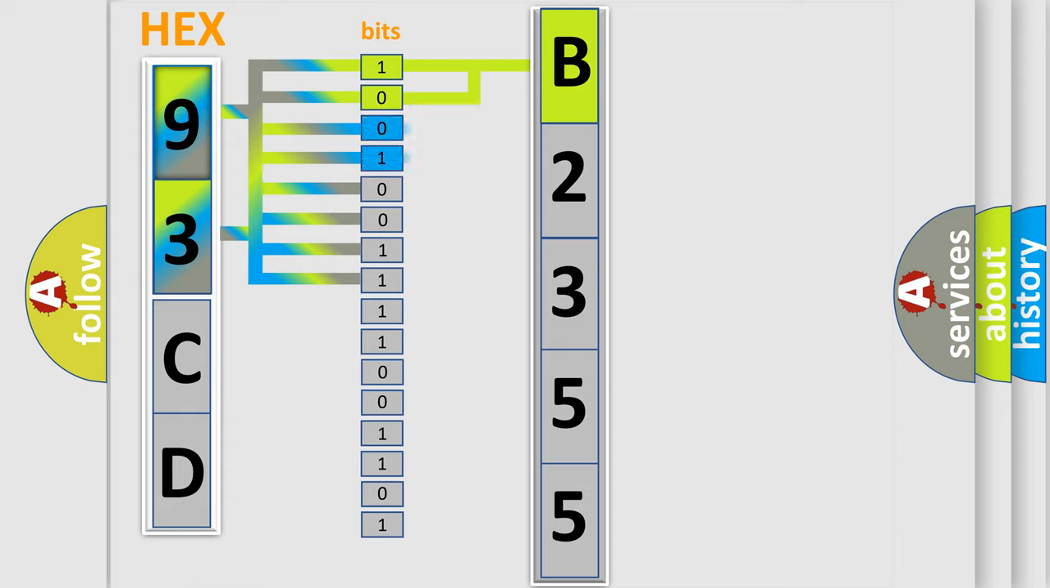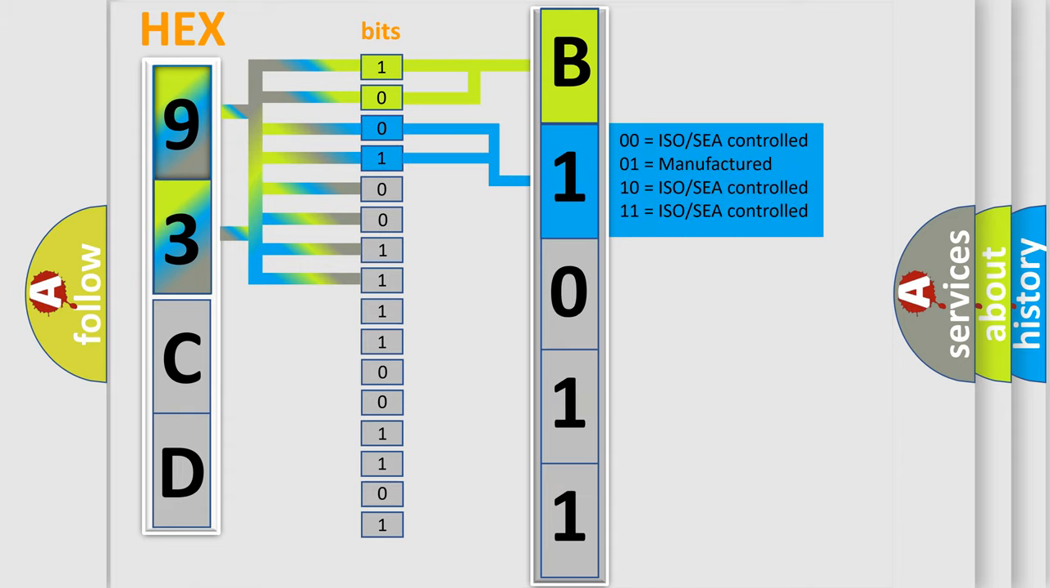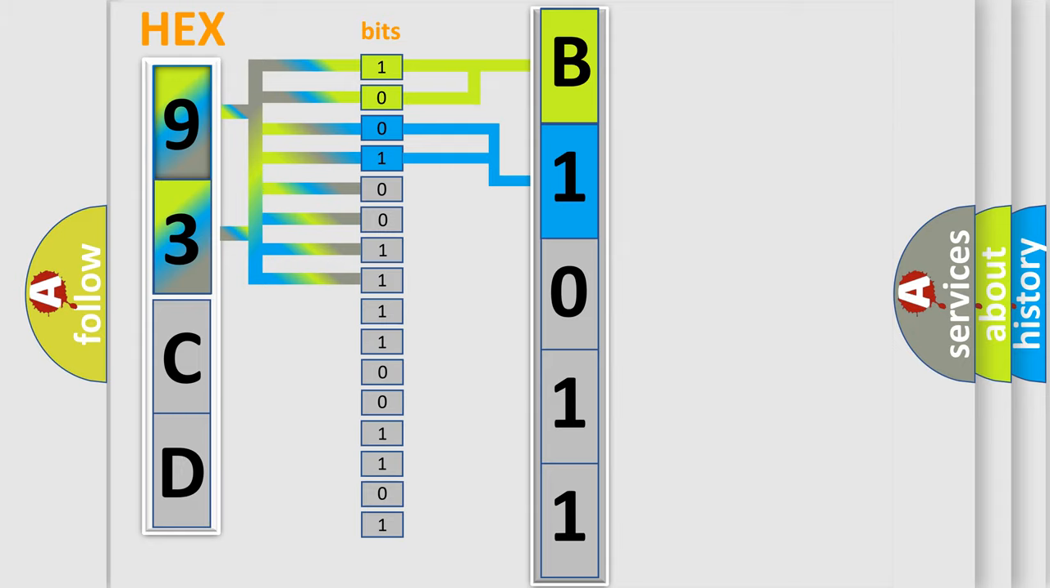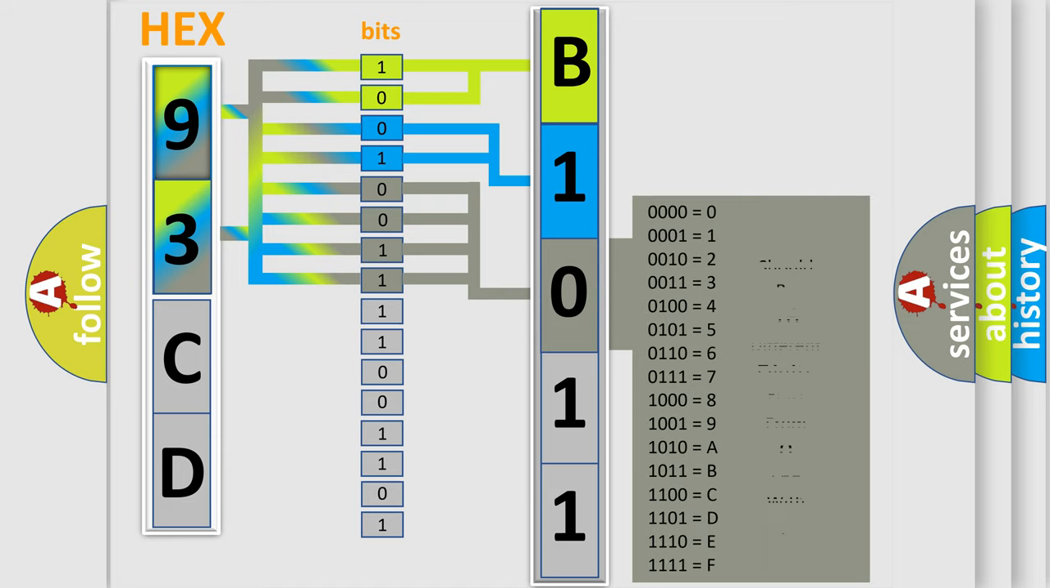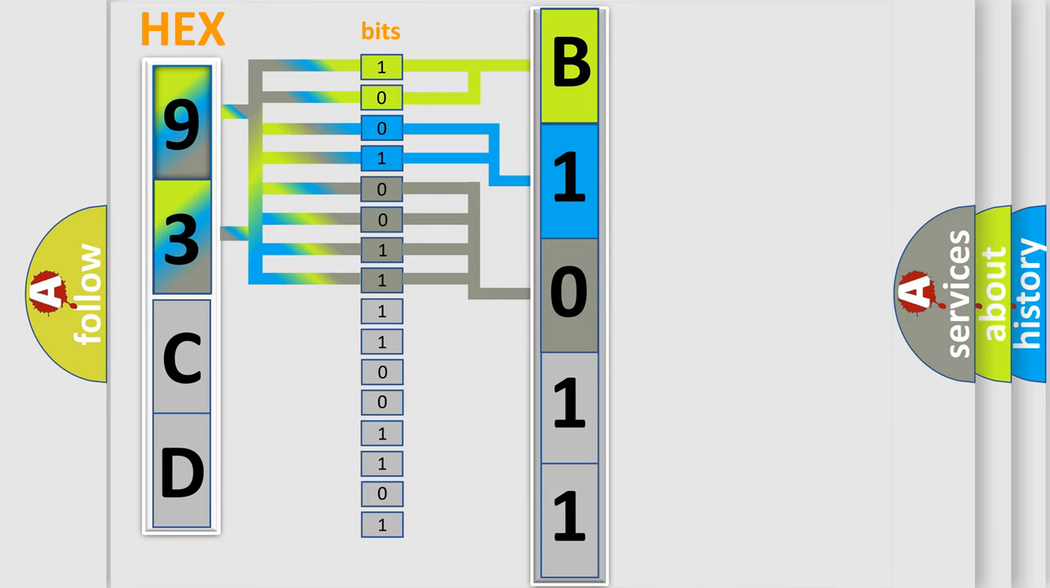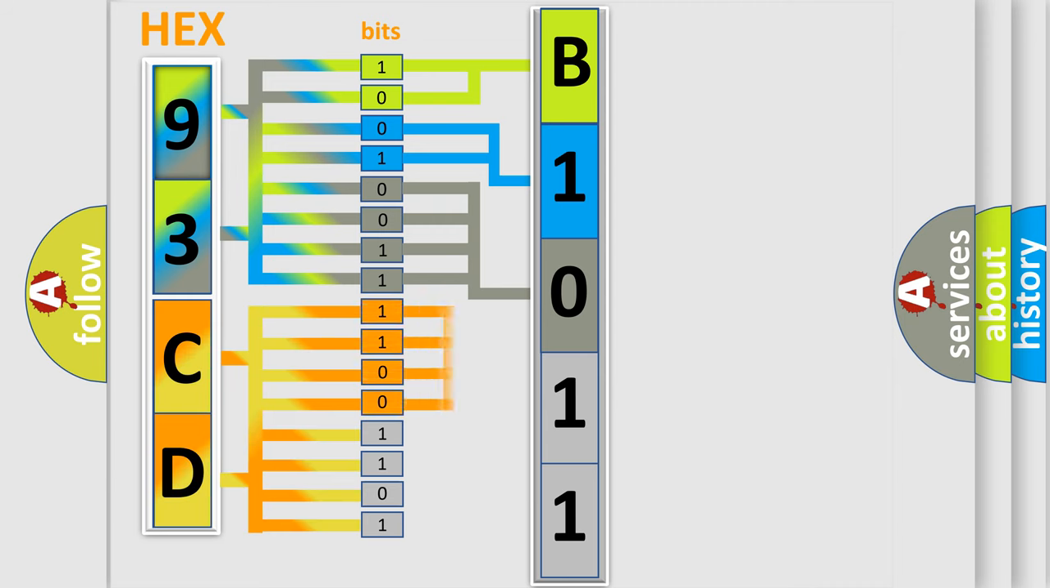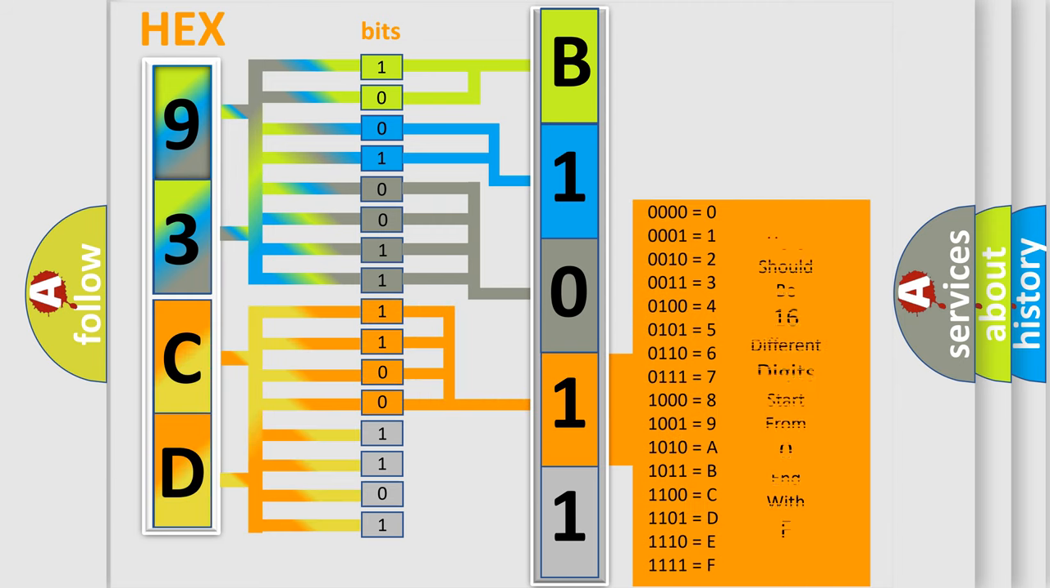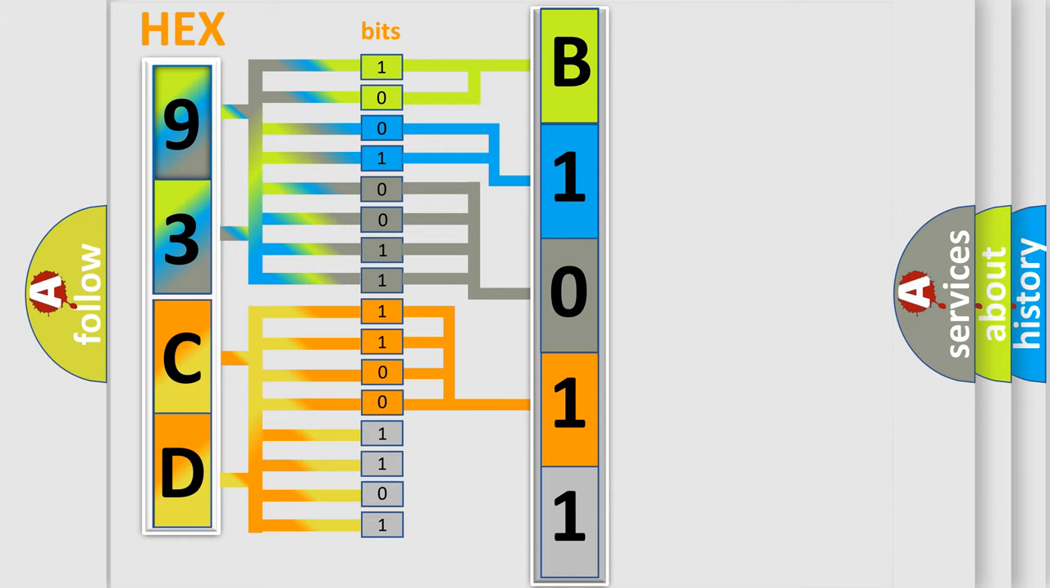This diagnostic error occurs most often in these cases: wiring harness fault, 5V supply circuit open or shorted to ground, tone wheel or pulse ring is damaged or corroded, CMP sensor has failed, CMP sensor signal circuit is open, shorted to ground or battery voltage or 5V supply, CMP sensor ground circuit is open, PCM has failed.